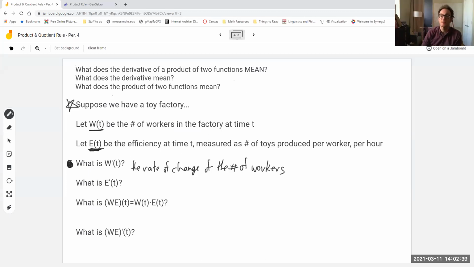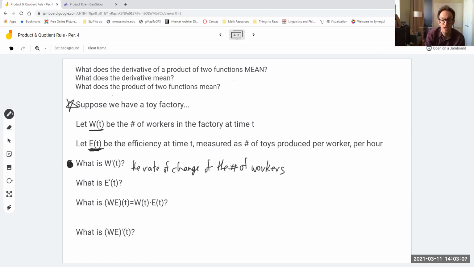Yeah. So if W prime is the rate of change of the number of workers, it's the change in the number of workers over some infinitesimal amount of time. And so it's measuring the rate at which the workers are arriving. Basically, if W prime is big, then at that moment, a lot of workers are arriving to the factory.